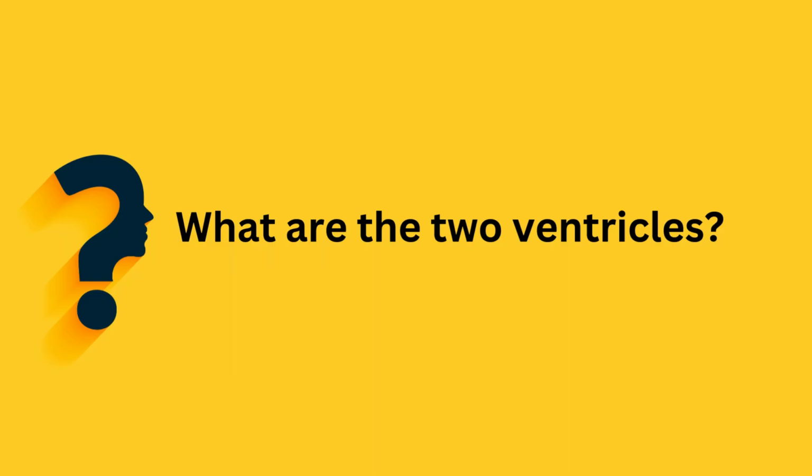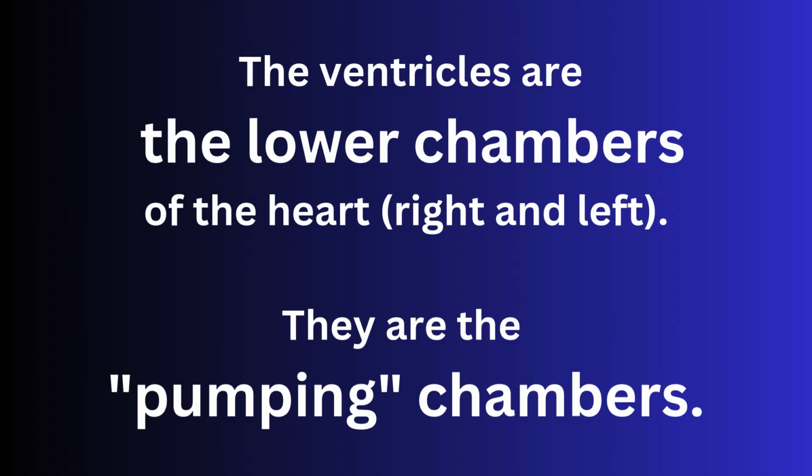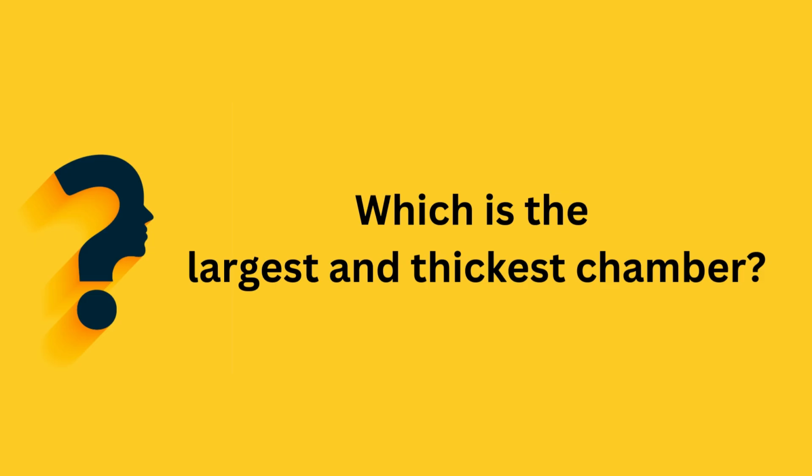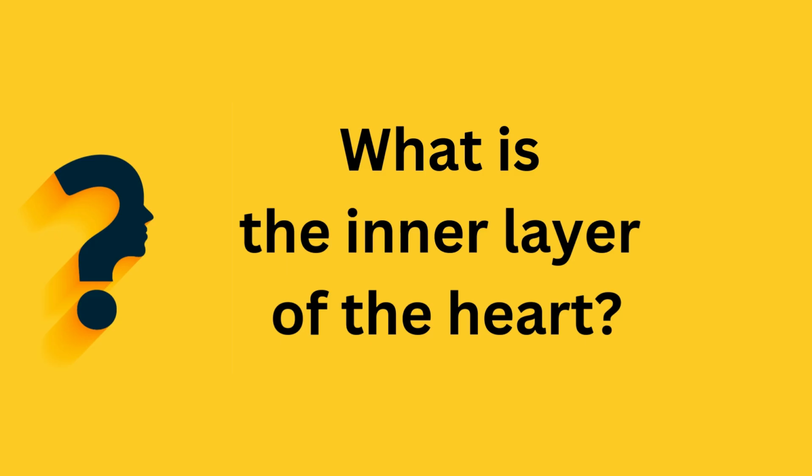What are the two ventricles? The ventricles are the lower chambers of the heart, right and left. They are the pumping chambers. Which is the largest and thickest chamber? The left ventricle. What is the inner layer of the heart?